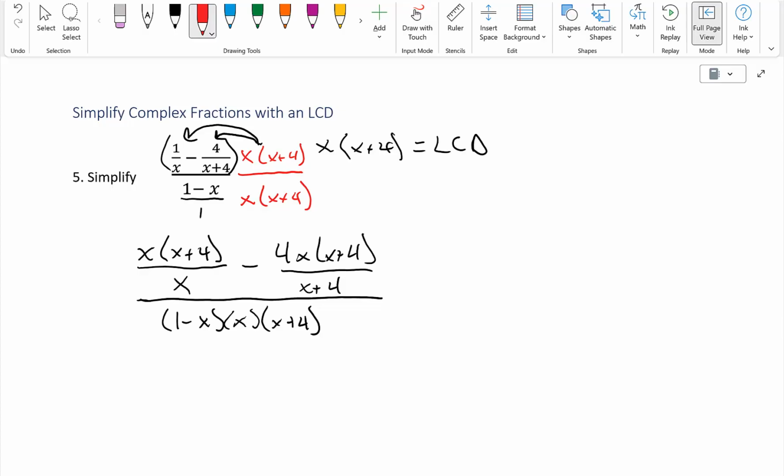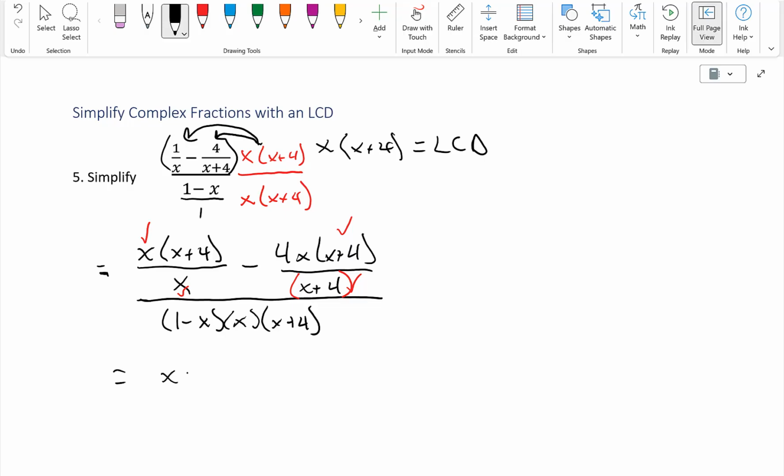In my numerator, the reason we can skip this step, the reason we're multiplying by the LCD, is to clear out all the fractions. So the x and x are going to divide out for the first term. In the second term, the factors of x plus 4 will divide out. Remembering again that fraction bar acts as a grouping symbol, and it's kind of like we're dividing by this quantity of x plus 4.